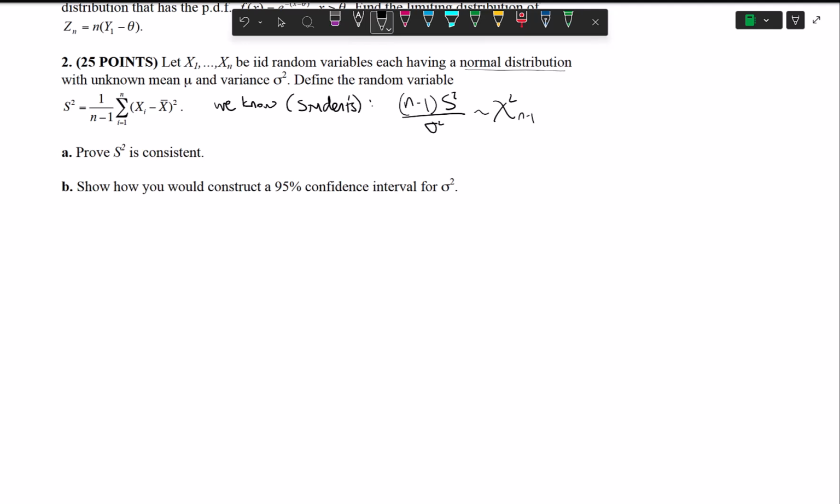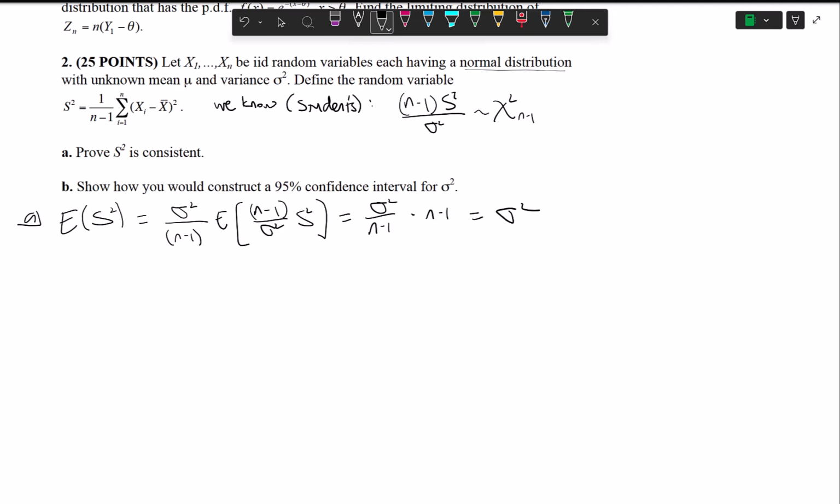So I'm proving it's consistent when you show that it's asymptotically unbiased and variance goes to 0. Well, the expected value of s squared is going to be based on the fact that the quantity inside this expected value is chi-squared. Since it's chi-squared, this expected value is n minus 1, because the expected value is the degrees of freedom, right? So that's unbiased.